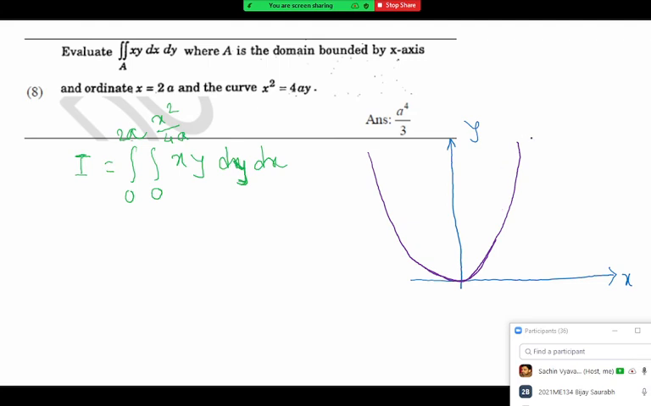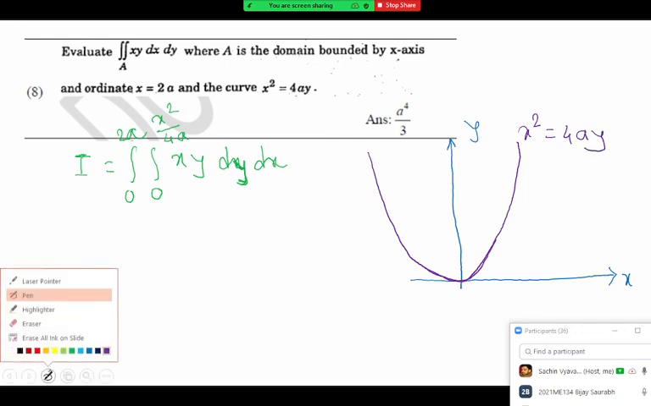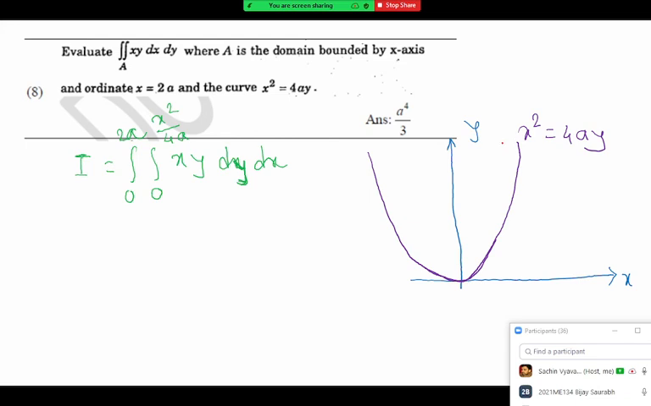So this equation is x square equal to 4ay, that we drew here. Another, we have to draw x equal to 2a. Now x equal to 2a is parallel to which axis? Y-axis. So let's say this is my x equal to 2a. Why have I drawn it here? Because obviously there will be some intersection point.